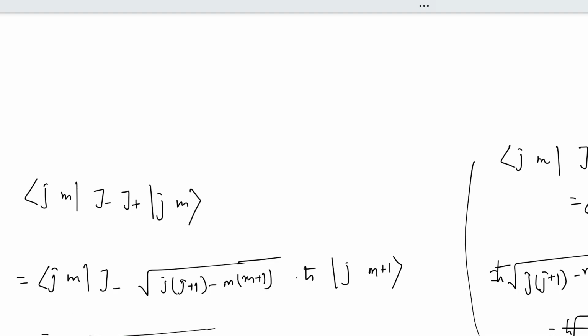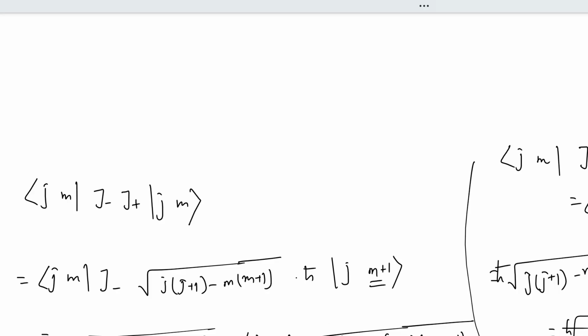So this constant term comes outside, j plus 1 minus m plus 1 with an h cut, and then J_m when it acts on j minus, so this is root over j into j plus 1 minus m plus 1 into m plus 1 minus 1, right? Because now the effective m is m plus 1. So that is why you get this. Now |j, m+1> becomes again |j, m> because this is j minus.